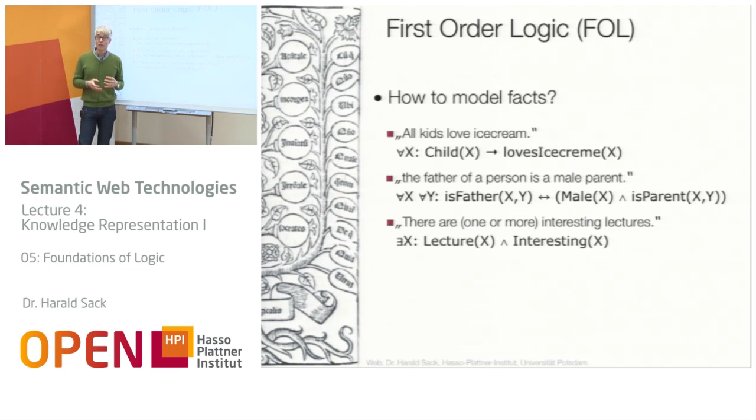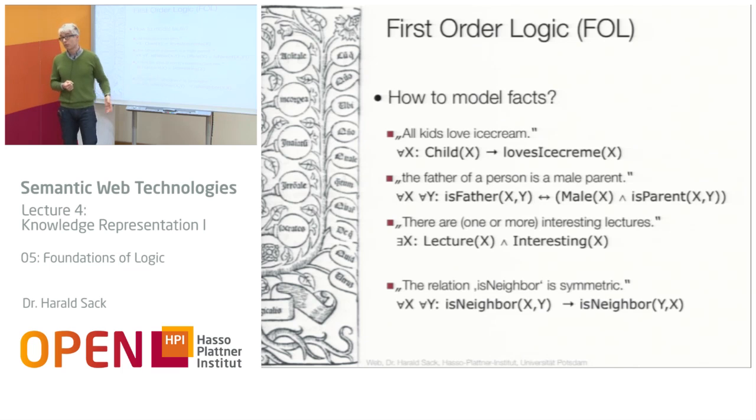So you see here, you can define facts with first-order logic. And of course, you have here much more expressivity compared to propositional logics, where you could only make facts and statements about single objects and not about sets of objects, for example, also about classes and objects that are not directly named. Okay, another one. The relation is neighbor is symmetric. You also can state this in first-order logic. So for all x and all y, if x is a neighbor of y, then y is also a neighbor of x. Pretty simple.